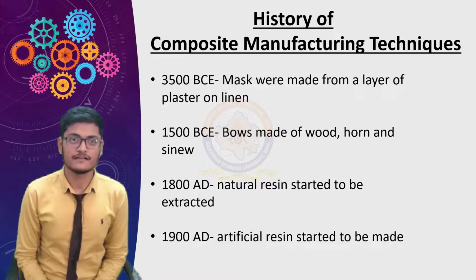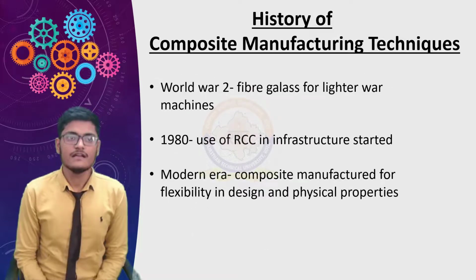Later in 1500 BC, the difficult to use long bows were converted into short bows by making them with composite materials. The wood and the horn of the animals were stuck together with the use of a sticky substance called sinew. In 1800 AD, natural resin started to be extracted from plants and animals and began to be used as a matrix material for sticking fibers together. In 1900 AD, artificial resin started to be made, like plastic polymer cables.